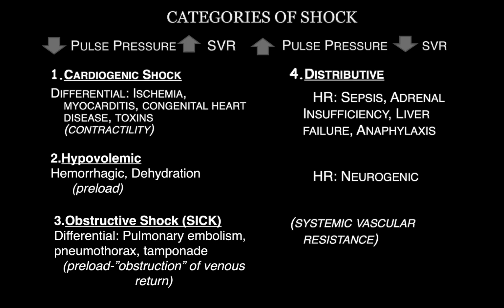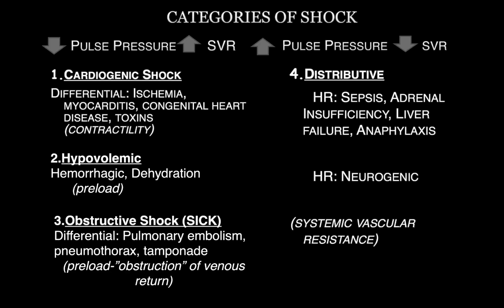Although the main problem in distributive shock is the abnormal reduction in systemic vascular resistance, there is some degree of hypovolemic shock, as increases in capillary permeability result in a loss of plasma volume from the vasculature and increases in venous capacitance, leading to pooling of blood in the venous circulation, both resulting in a decrease in preload. But the main process in distributive shock is vasodilatation, leading to decreases in systemic vascular resistance.